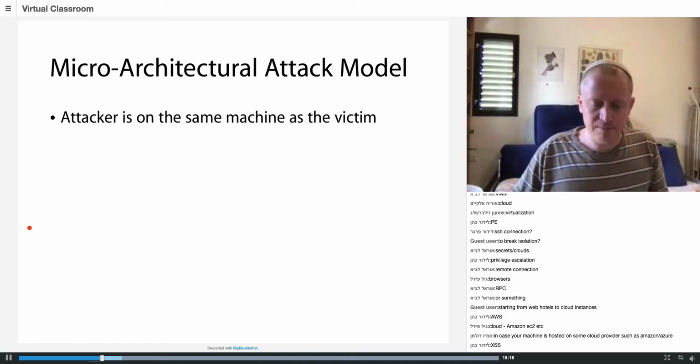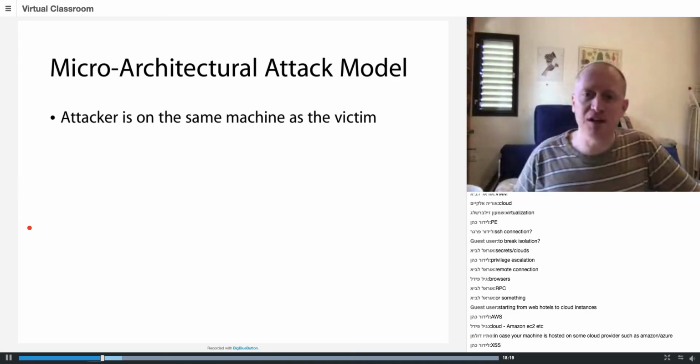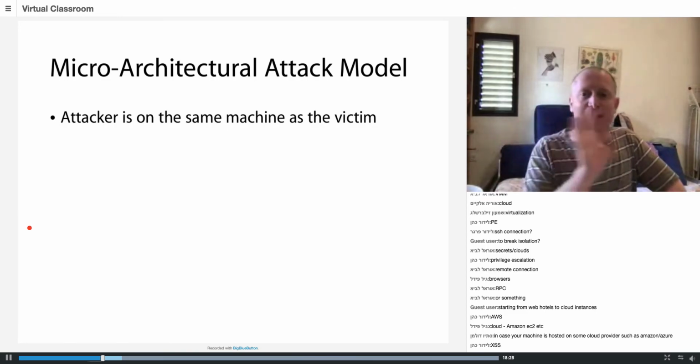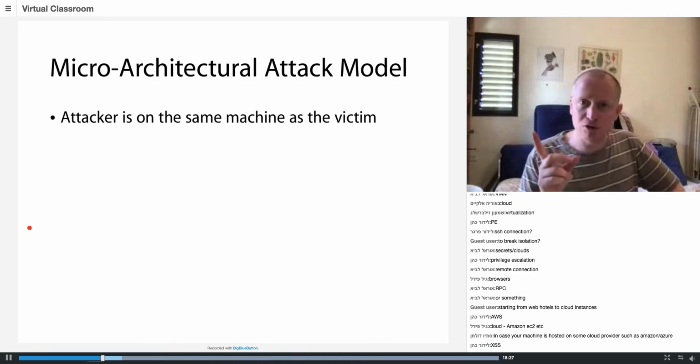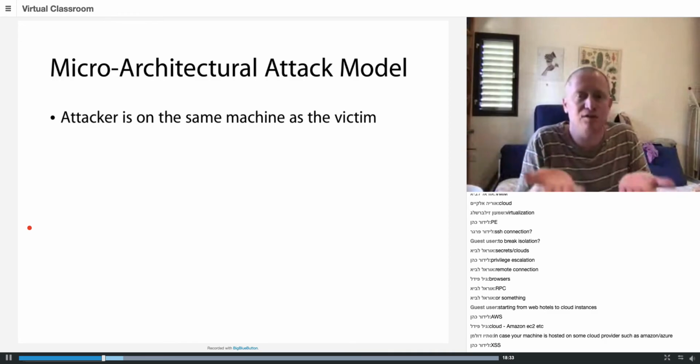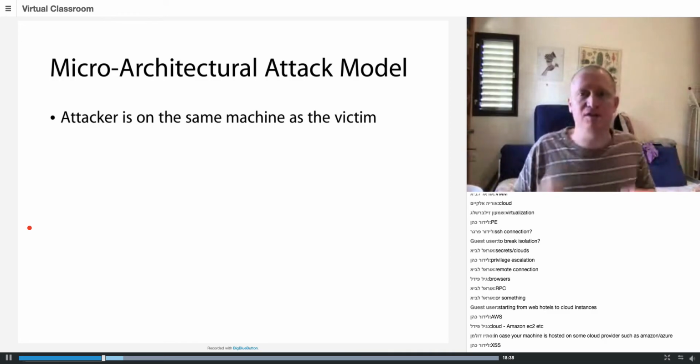So now this is one thing we can assume. I hope I justify to you that it's reasonable in many cases to assume that the attacker is on the same machine as the victim. I just want to note, when we're talking about browsers, the victim is not the server, the victim is the client, it's the user sitting on the computer or whatever this user is doing.